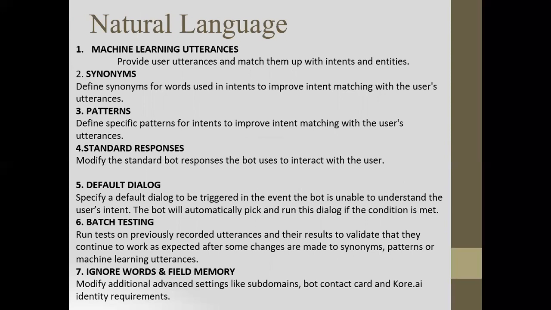Natural language machine learning is about utterances: provide user utterances and match them with intent and entity. Synonym: I think everyone knows about synonyms, every word has synonyms. Define synonyms for words used to improve the machine's matching with the user input. Machine learning is a kind of library which learns by itself. If you are searching for something that is not available, it will learn, search another website, and provide you the information. So patterns. What are patterns?